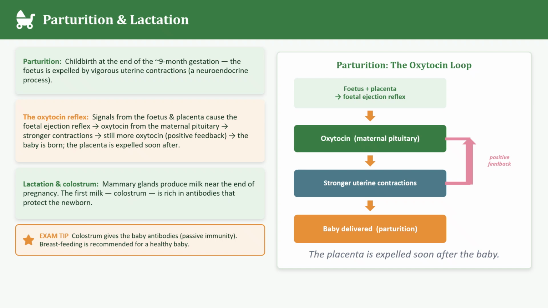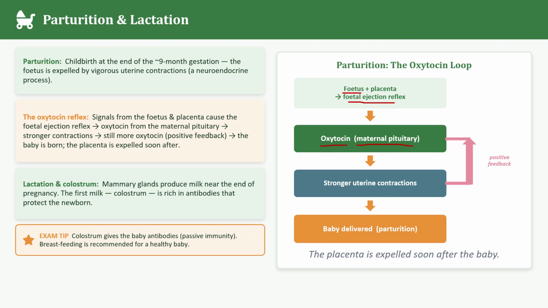The fully developed fetus stretches the uterus first, and then the stretching stimulates the fetal ejection reflex. Then nerve impulses reach the mother's pituitary gland, and the pituitary gland releases oxytocin.